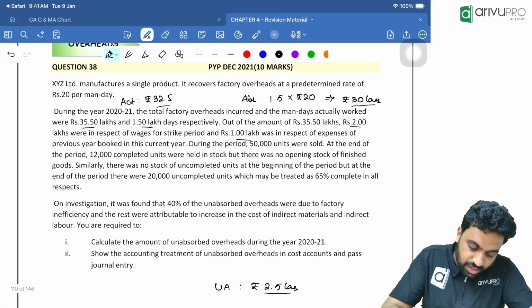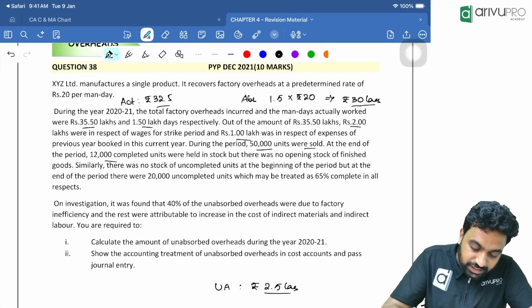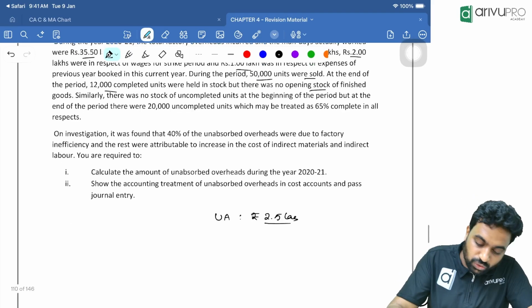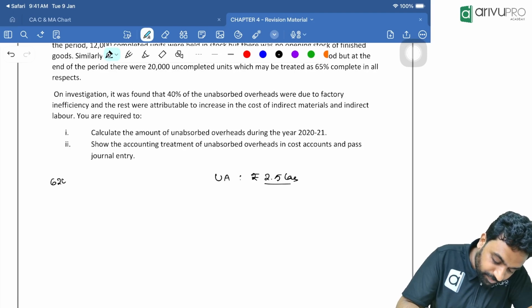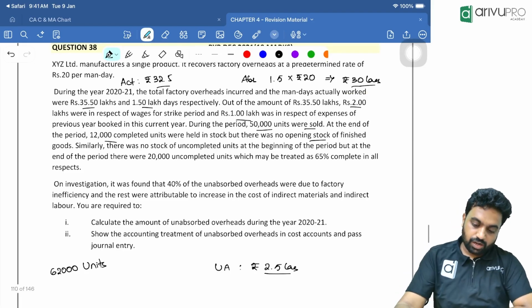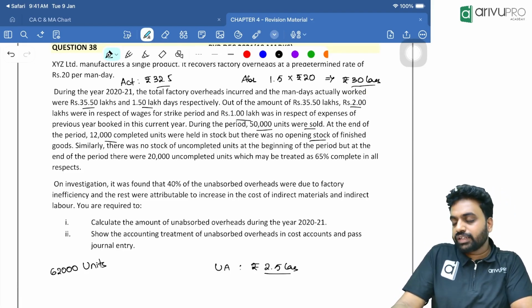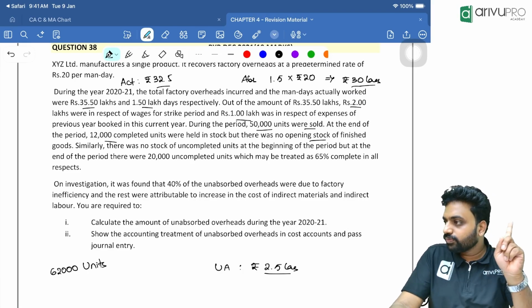Done. During the period, 50,000 units were sold, not produced, sold. At the end of the period, 12,000 units were completed and held in stock and there was no opening stock. That means total units produced during the period are 62,000 units. 50,000 sold and 12,000 with us. Similarly, there was no stock of uncompleted units. That is, there is no opening WIP they are telling. If that is the case, you know what to do. We already discussed.